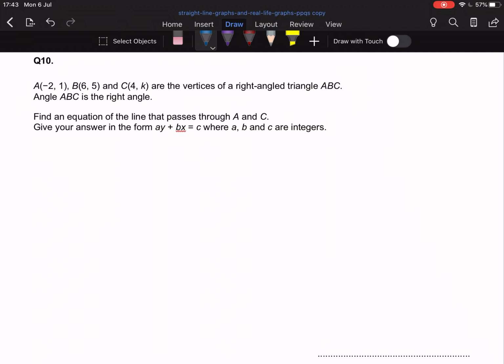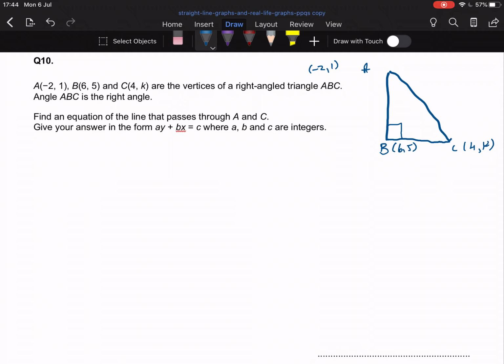So from this information, we can draw ourselves a little graph. It doesn't have to be exact. You don't have to plot it on any axis. I'm just doing a normal right angle triangle, very wobbly. It says that ABC is the right angle, so the right angle is here at B. I'm going to put A here. Maybe it's useful to write the coordinates here as well. So A is (2, 1), B is (6, 5), and this is C, and this is (4, K). So I don't know the K.